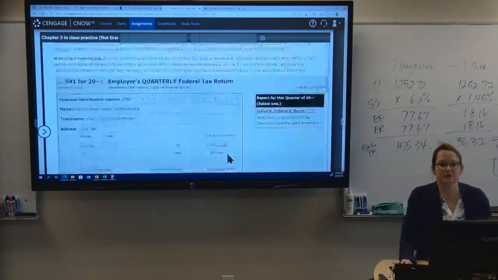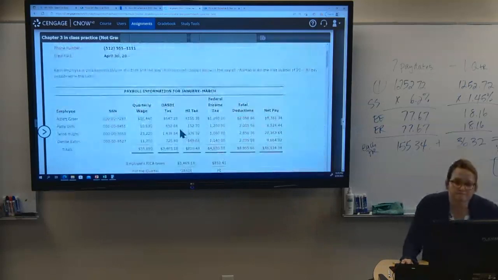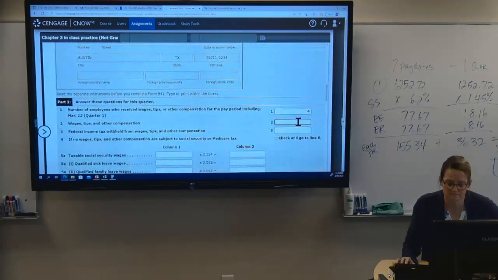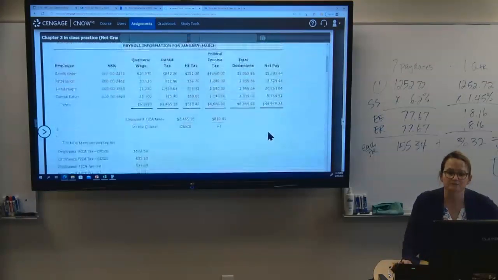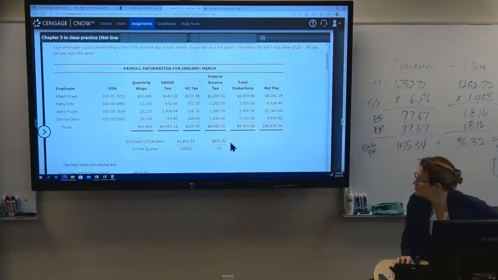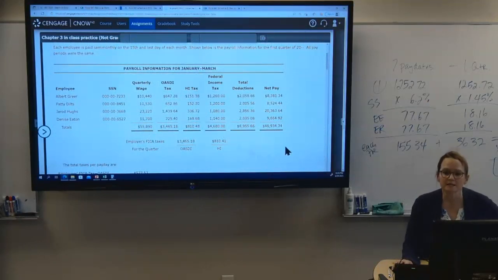Wages, tips, and other compensation. Quarterly wages, so 55,890. Federal income tax withheld. Federal income tax here, so 4680.